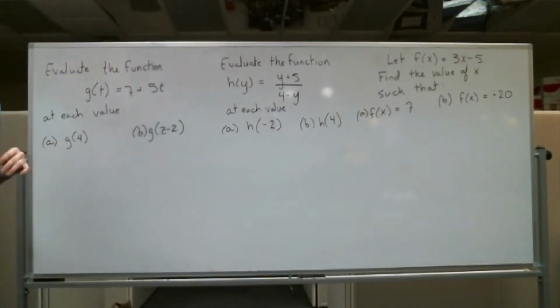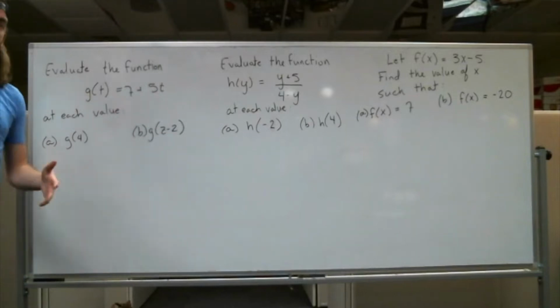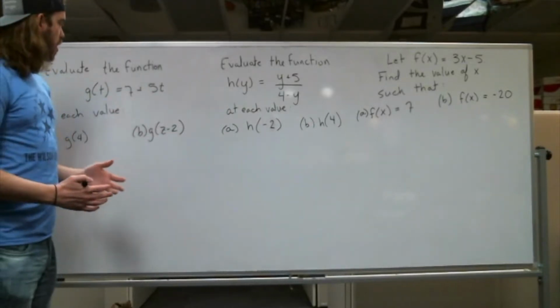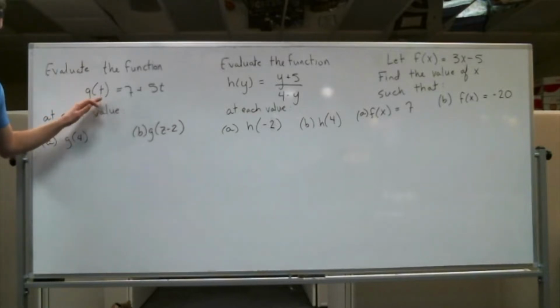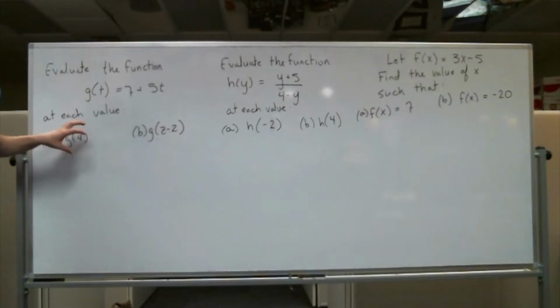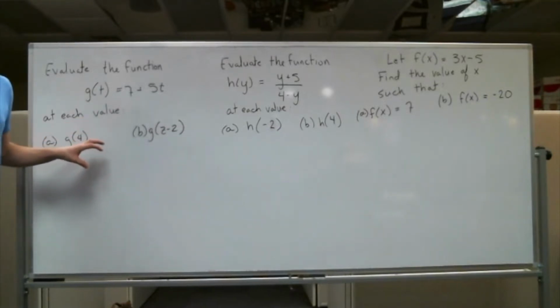So it says evaluate the function g of t if g of t is equal to 7 plus 5t at each value. And the first one we're going to start with is g of 4. So whenever we're evaluating functions, anywhere we see the t, we're going to replace it with the 4 because that's what this is telling us to do. This is called function notation, right?